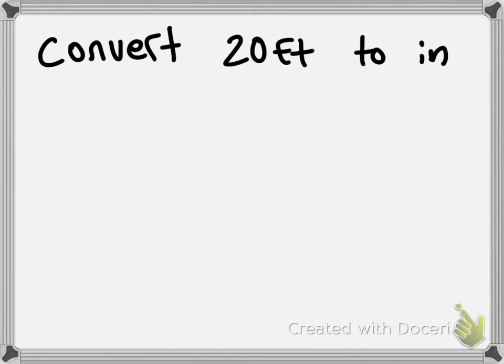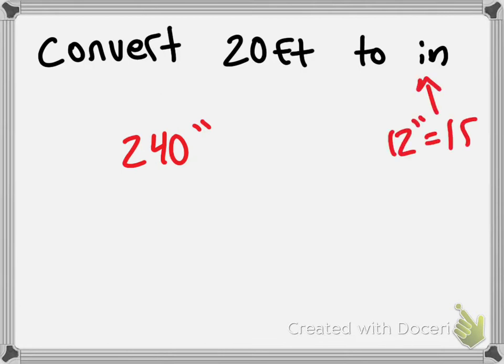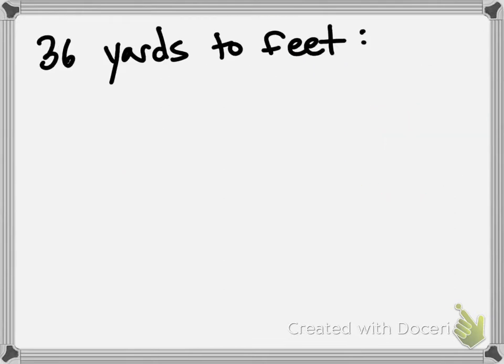So Amelia, what did you get as your answer? 240 inches. That sign, by the way, means inches. How did you get 240? I multiplied 20 times 12 because 12 inches adds up to 1 foot. Yeah, so she saw 12 inches is 1 foot. So we multiplied the number of feet by the number of inches per foot. Great job.